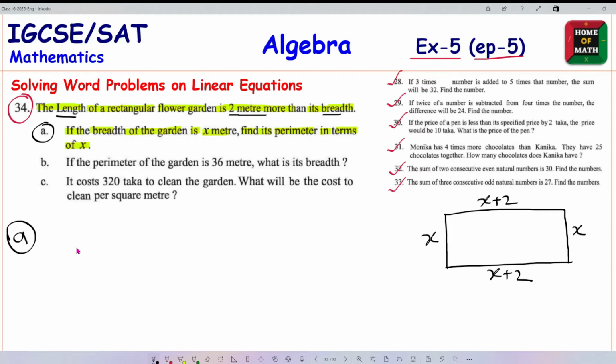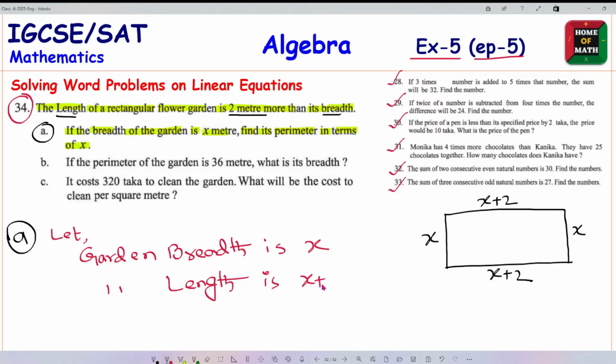So we can write x is an undefined number, so we can say let garden breadth is x, okay, and garden length is x plus 2, which is already defined in question, 2 meter more than its breadth. So breadth is x and length is x plus 2.